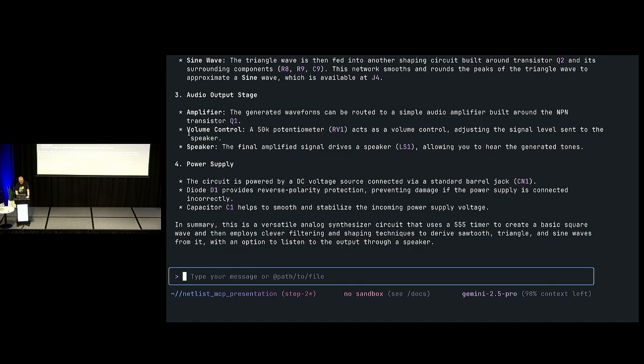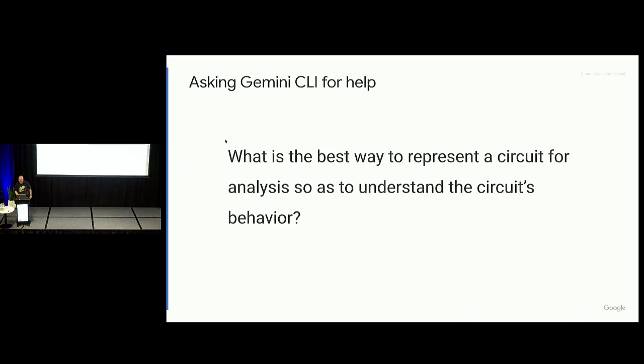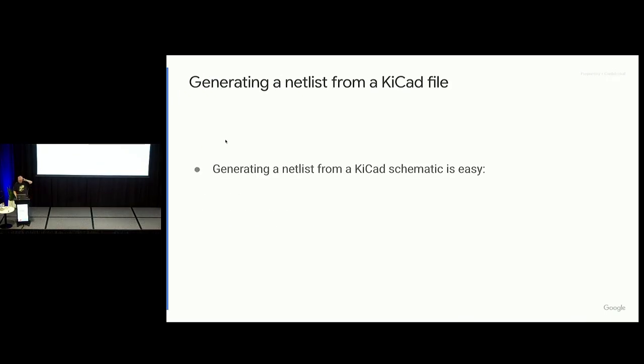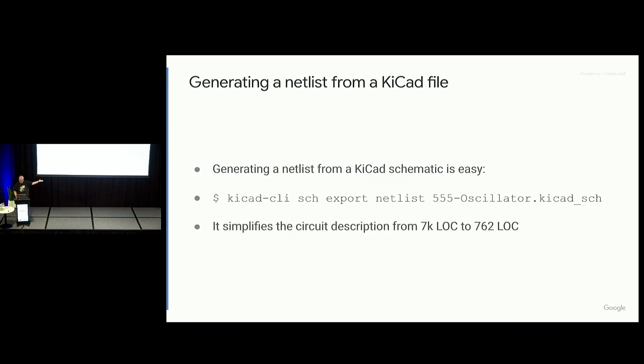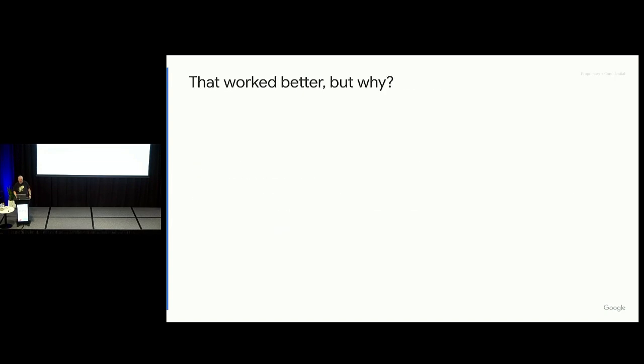Oh, yes. So the thing I was picking on the last one, it is not a frequency control, it's a volume control. So bingo, suddenly a much better solution because I went from a 7,000 line file to a 700 line file, 762 to be exact. Okay. So we can generate a netlist using this command, which I already did, saving time. We've gone from 7,000 lines to 700 lines. We get a better result.